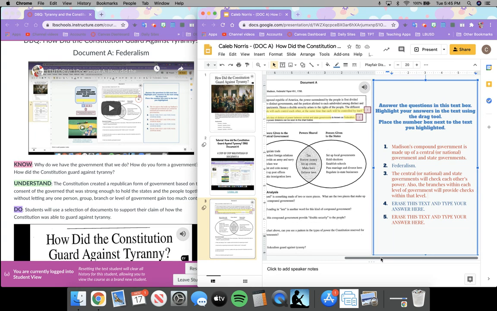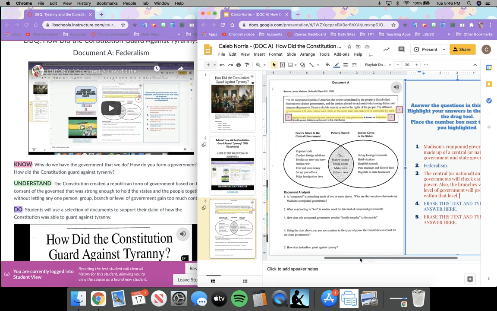All right, so let's move on to number 4. Number 4, using the chart above, can you see a pattern in the types of power the Constitution reserved for the state government? So let's look at those. So if I look at the Venn diagram on the right-hand side, it says that the states set up local governments, they hold elections, they establish schools, they pass marriage and divorce laws, and they regulate in-state business.